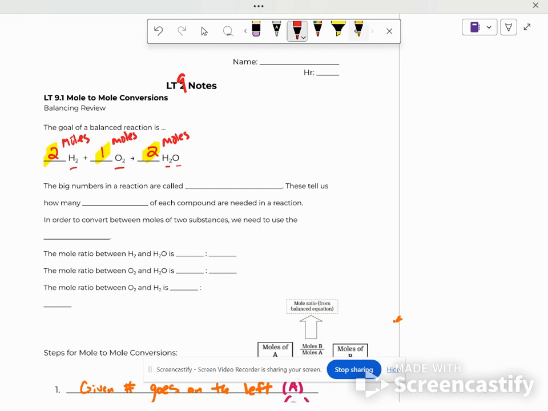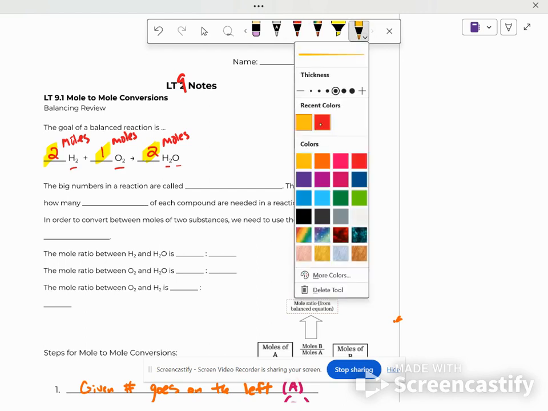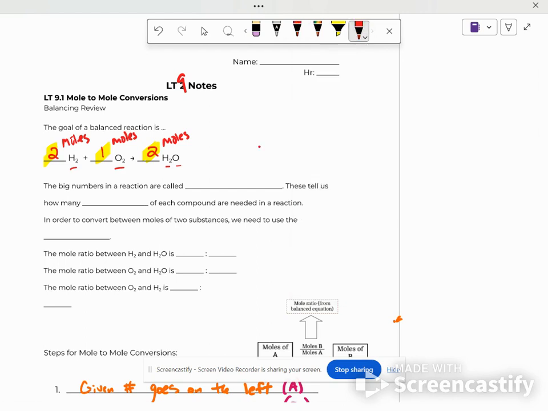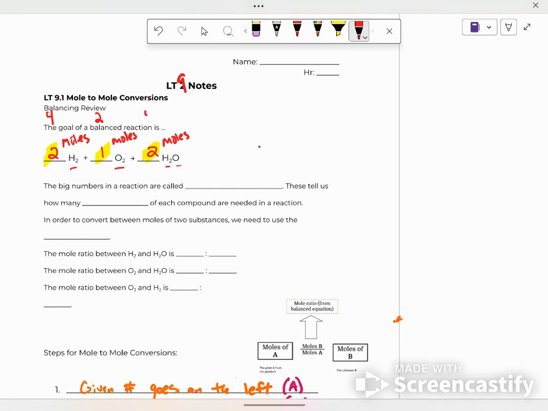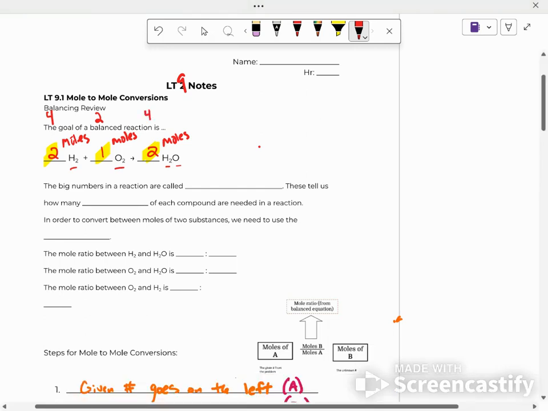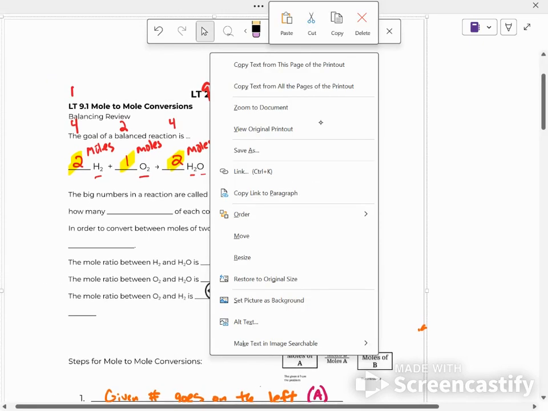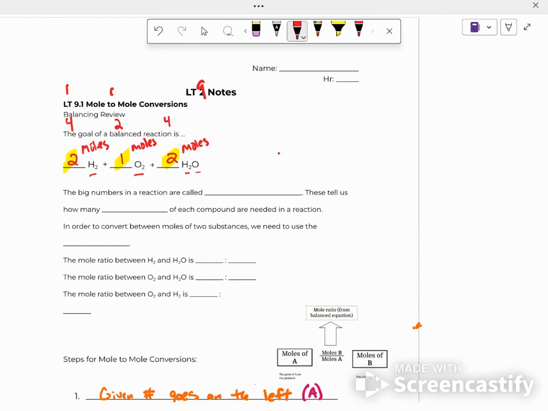If you wanted to double this recipe, well, if you input 4 moles, you would need 2 moles and you would get 4 moles out. And vice versa, if you need to cut the recipe in half, if you put in 1 mole, then you would need 0.5 moles and you would get 1 mole out. So this is our standard recipe that we talked about, and that's why we balance.